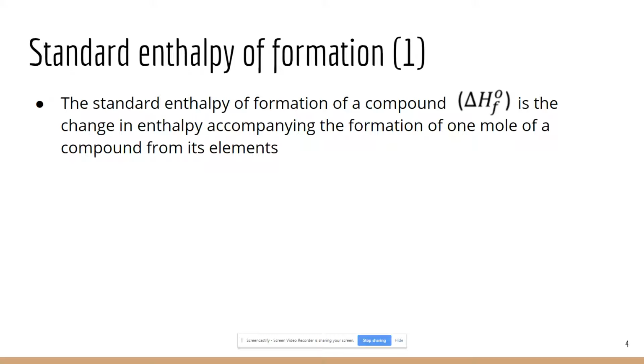So what if we can't use Hess's law to determine the delta H of a reaction? Then you might want to use what's called the standard enthalpy of formation. So the standard enthalpy of formation of a compound, we just give it that symbol. The F is for formation, and the naught, the 0, just means it's at standard state. We'll talk more about what standard state means later in the video. So that is a change of enthalpy that accompanies the formation of 1 mole of a compound from its elements.